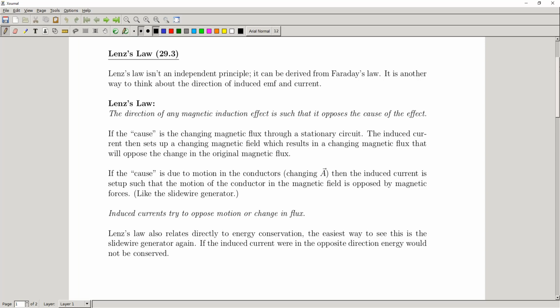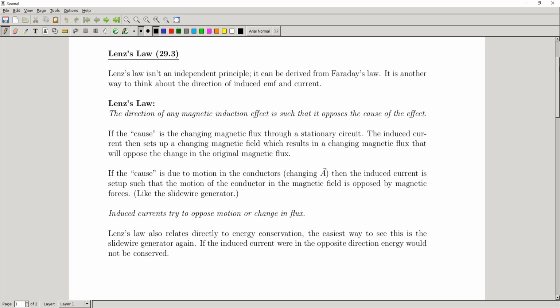And what does that really mean? We kind of saw this in the previous video a little bit, but there are two cases that we looked at, so let's look at both of those. In the case where we have a changing magnetic flux through a stationary, not changing circuit, let's say we have our loop sitting inside a magnetic field, and we're changing the magnetic field such that our magnetic flux is changing.